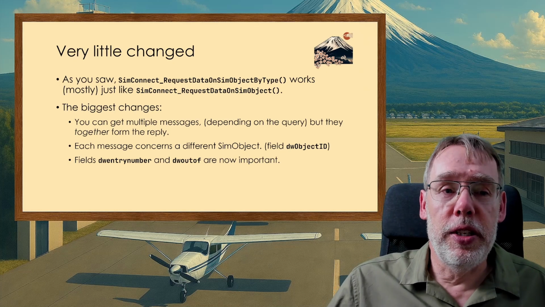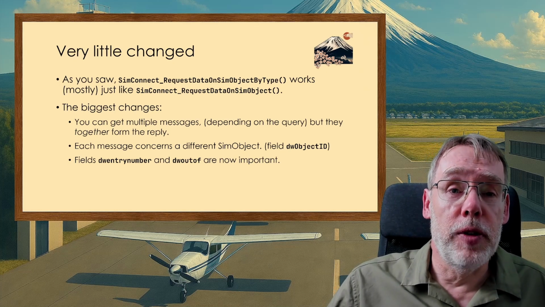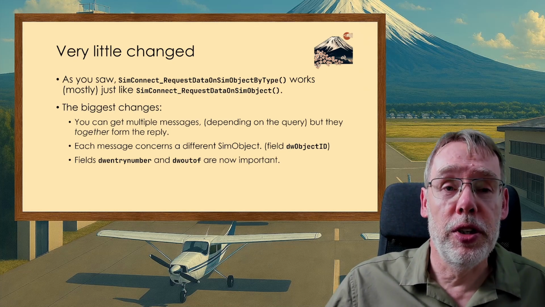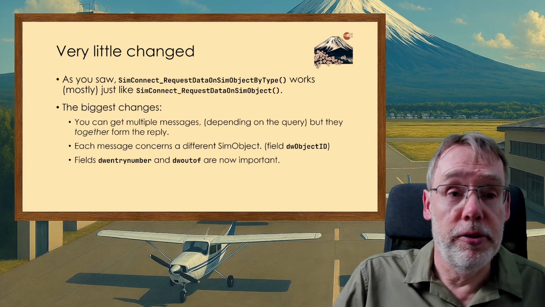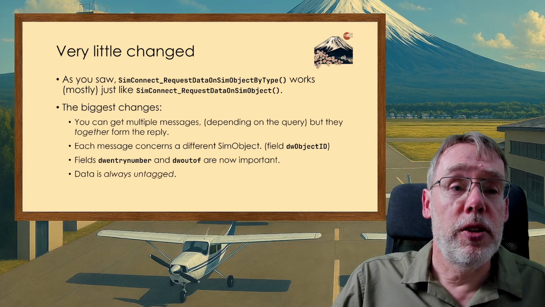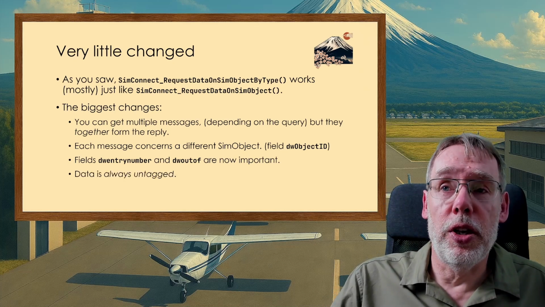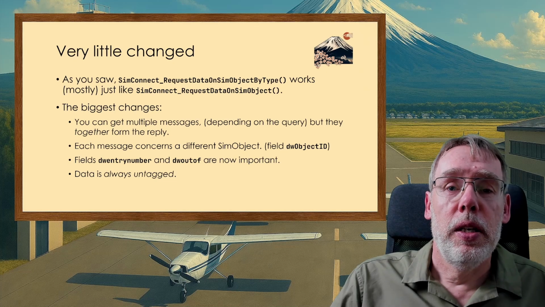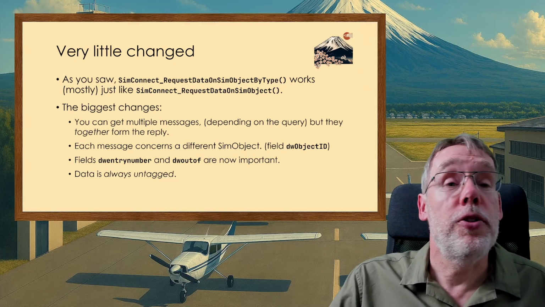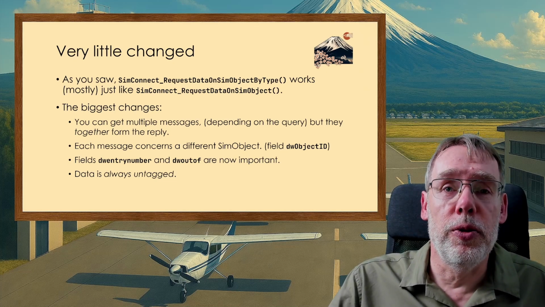The fields DW entry number and DW out of are now important, and they were kept track of. And data is always untagged. Now, of course, you know me, so we also can do this in C++.